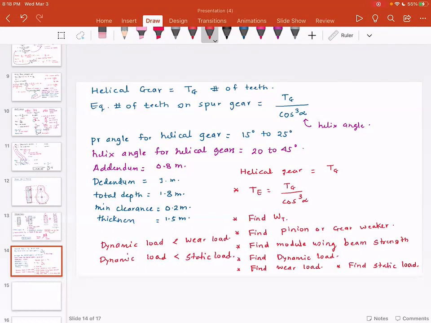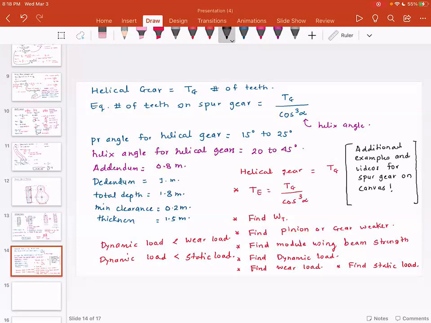Now, a word of caution or something to take into account. I have uploaded additional examples and videos for spur gear on Canvas. So please watch those. I have tried to work out the problems that were not previously discussed. Before you solve the homework or the quiz problem, I would strongly encourage that you take a look at the PowerPoint slides and notes where I worked out additional problems, and also the videos where the additional problems have been solved.